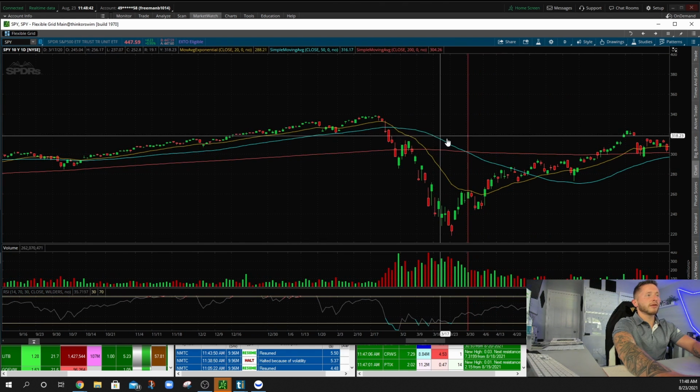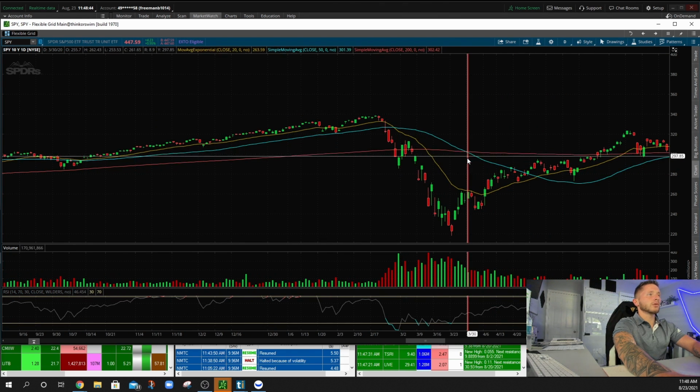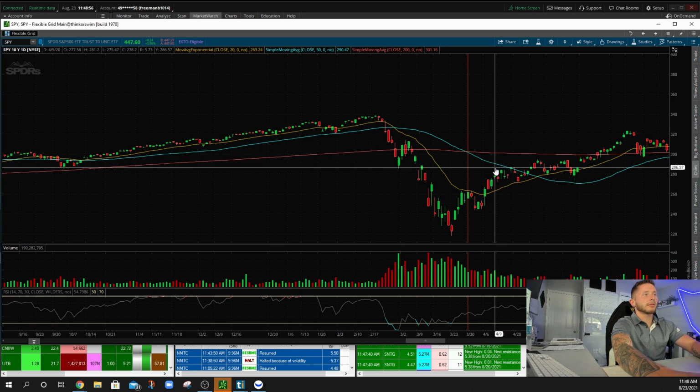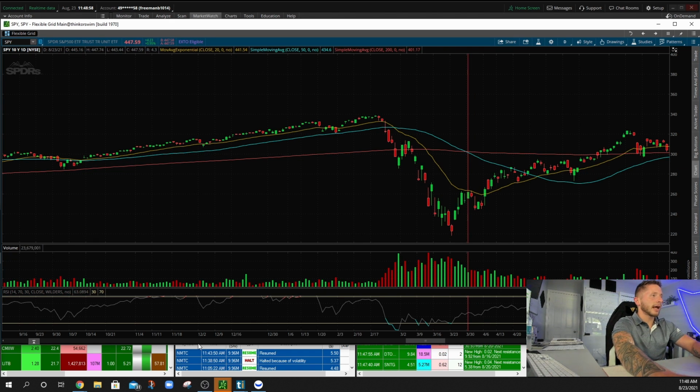So when the 50 SMA crosses below the 200, that is a strong sign of market bearishness. Be concerned. Be fearful. Don't buy. Short. It's something to be mindful of. When you see that cross, it's definitely something to be mindful of because it is an indication that you could see a massive sell-off coming.